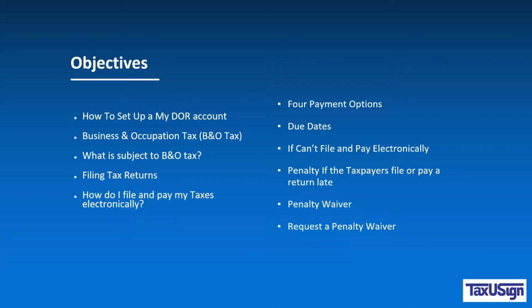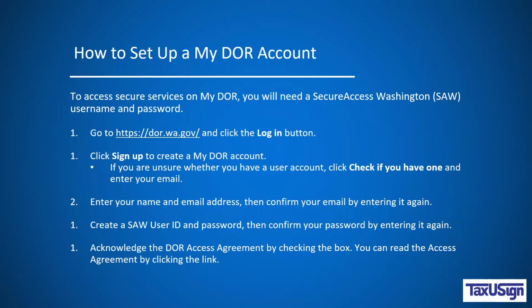The objective is for you to learn how to set up your Department of Revenue account. Business and Occupation Tax, B&O tax. What is subject to B&O tax? Filing the tax returns, how to file and pay my taxes electronically, 4 payment options, the due dates. If you can't file and pay electronically, penalty if the taxpayers file or pay a return late, penalty waiver, and request a penalty waiver. How to set up a My DOR account.